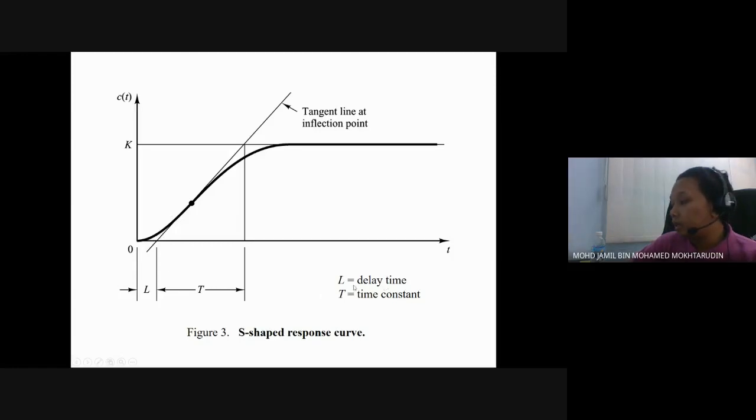The second parameter is the time constant T. For the time constant T, you draw a tangent line to this curve, and then find the intersection with the x-axis, or time axis, and the intersection with the steady state value. Then you determine the time between the intersection at the time axis and the intersection at the steady state value, and you will get the time constant T. So two things you need to determine from the S-shaped curve: first is L, the delay time, and second is the time constant.